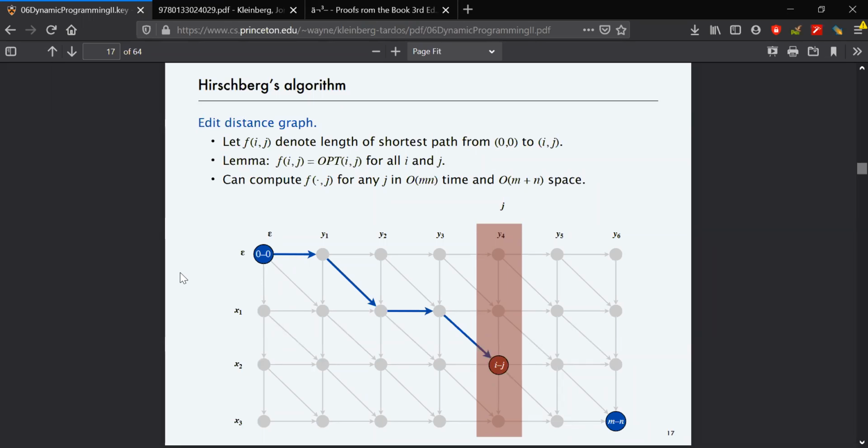Can we use this Dijkstra's algorithm? Huh? Sorry, can you repeat? This Dijkstra algorithm. Yeah.